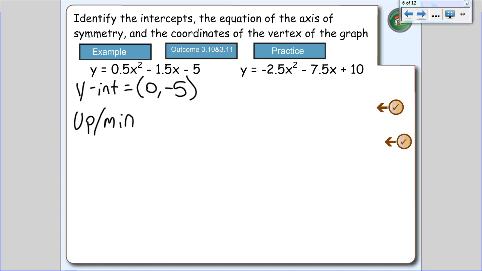What else do we know? Do we know anything in this form? No. So let's factor it. Let's put it into factored form and figure out everything else.